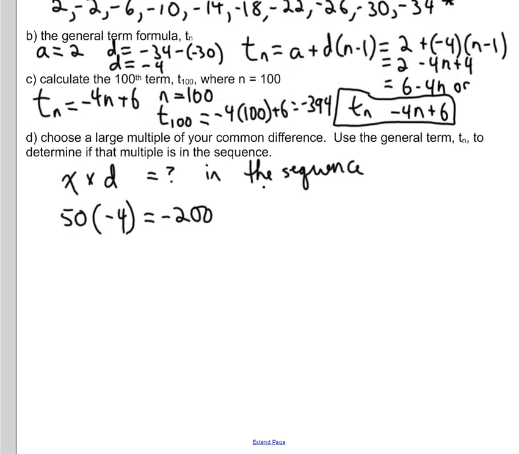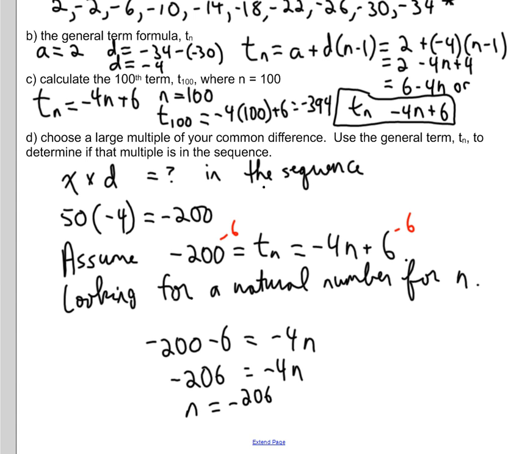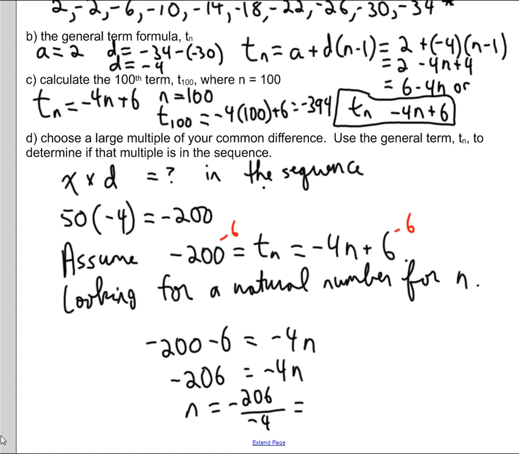Well, one way to tell is to assume that negative 200 is a term, in which case we can model it after the general term pattern, which is negative 4n plus 6. Negative 200 subtract 6 would be equal to negative 4n. Subtract 6 from both sides up here. Okay, now negative 206 equals negative 4n. n would be equal to negative 206 divided by negative 4. That's the solution. And what is that answer? Okay, when we solve that, we get 51.5.